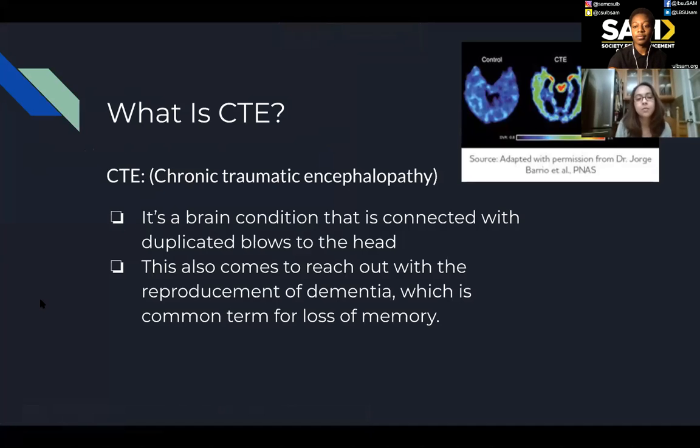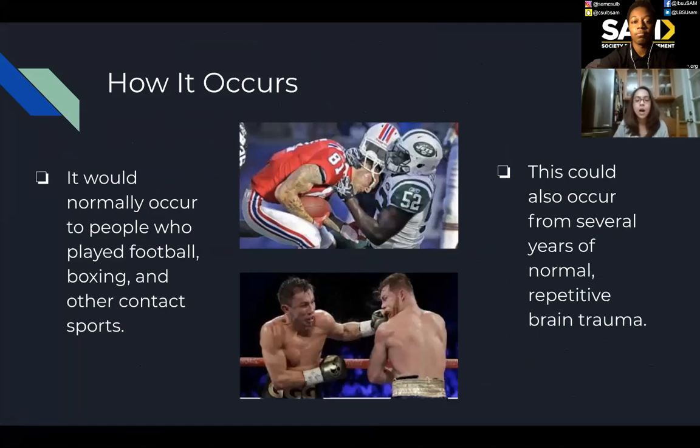All right, moving on, we have the definition of what CTE is. It's a brain condition that is connected with repeated blows to the head. This also comes with the development of dementia, which is a common term for loss of memory. How it occurs: it would normally occur in people who played football, boxing, and other contact sports. This could also occur from several years of normal, repetitive brain trauma.